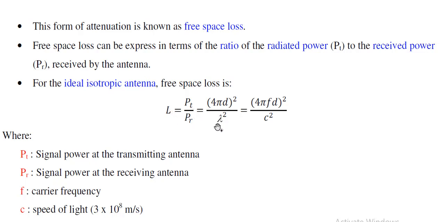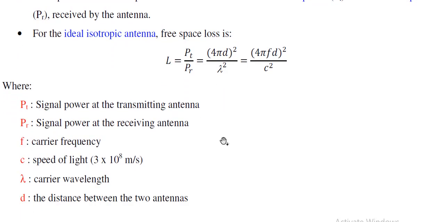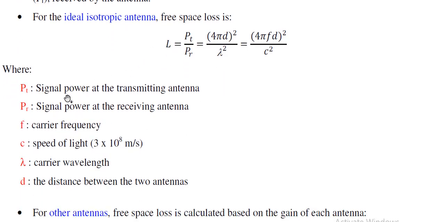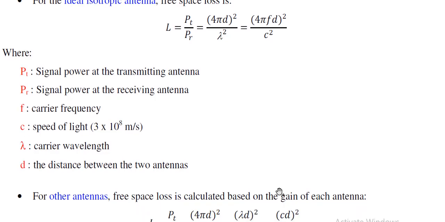where lambda is the wavelength used between the sender and the receiver, or f is the frequency used between the sender and the receiver. So P_T is the signal power at the transmitting antenna, and P_R is the signal power at the receiving antenna. f, c, and lambda are the characteristics of the signal, and d is the distance between the two antennas.